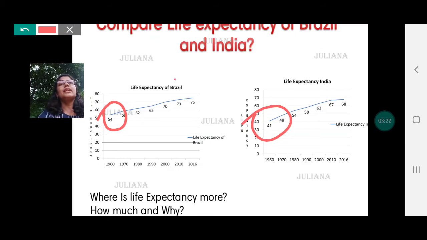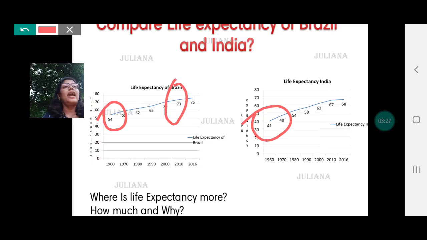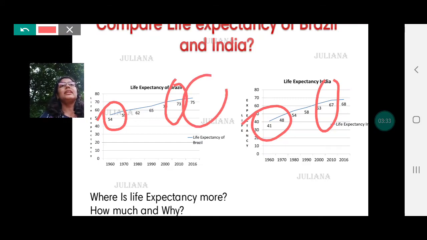Say 2010. In Brazil, the life expectancy was 73 years. And in 2010, the same year in India, it was 67. And in 2016 in Brazil, it was 75 on an average. And in India, it is 68 on an average.